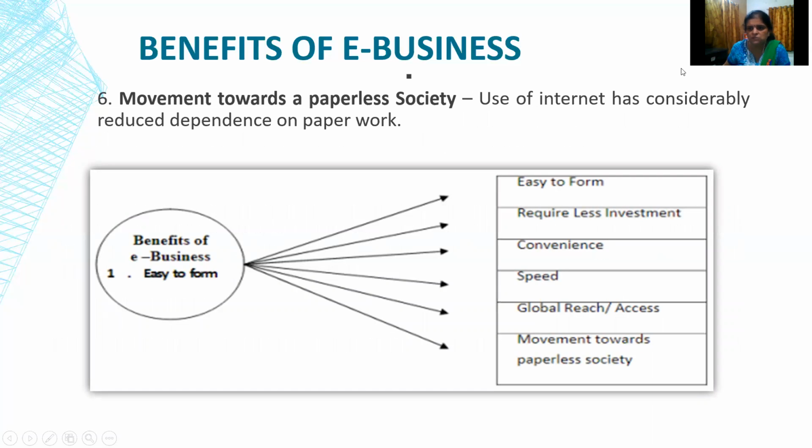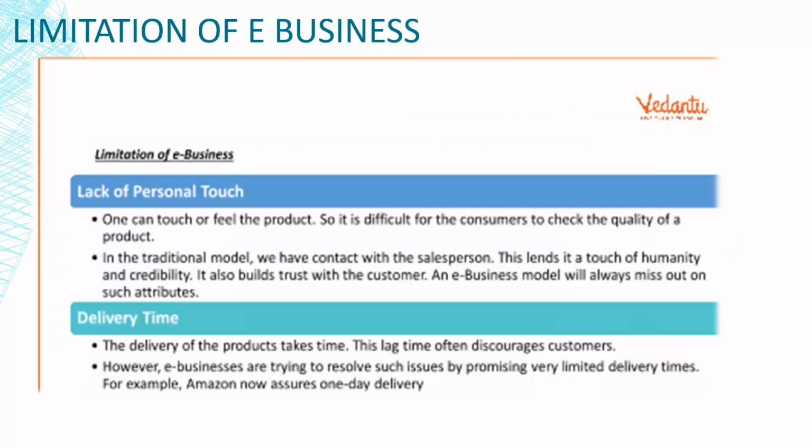The sixth important benefit of e-business is that it is moving towards a paperless society. Use of the internet has considerably reduced the dependency on paperwork. So you need to remember the core benefits of e-business: easy to form, requires very little investment, a very convenient mode of doing business, speed, exchange of ideas transferred very quickly. It has global reach, and we are moving towards a paperless society.